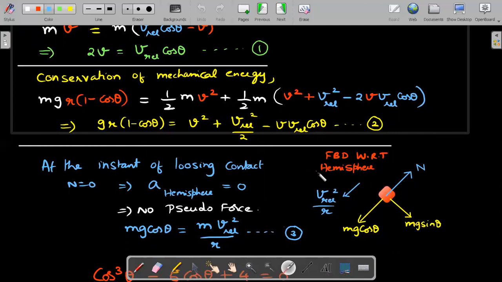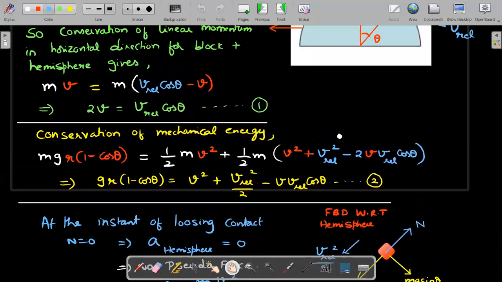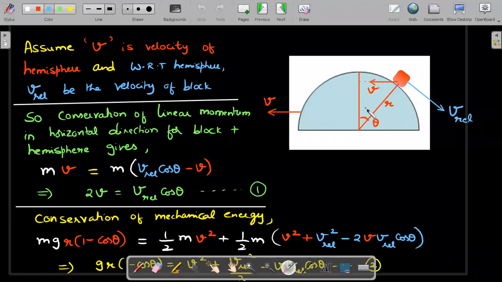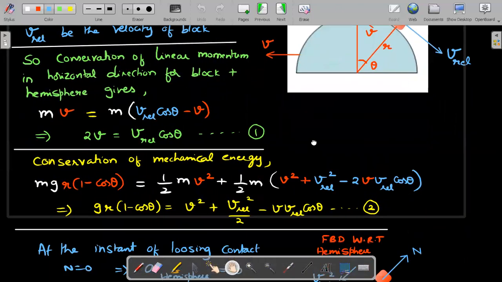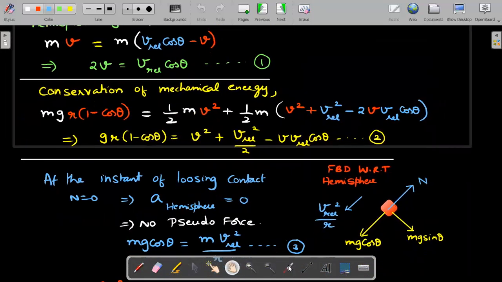Now you might be thinking, because the hemisphere is accelerating, you need to put a pseudo force. But here is the trick. At the instant of losing contact, the normal reaction on the hemisphere is zero, right? So if you look at the hemisphere and ask what is responsible for accelerating it towards left, its own weight is never responsible, it's acting downward. So the component of the normal reaction, whatever it was getting from the block, was responsible for accelerating this hemisphere towards left. So at the instant of losing contact, we get lucky and the normal reaction becomes zero, therefore the acceleration of the hemisphere becomes zero. Therefore, there is no need to put a pseudo force on the block.